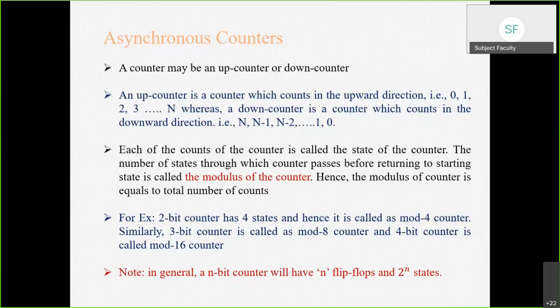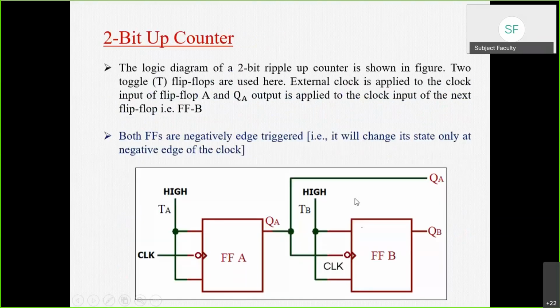Okay, so I hope there is no query. We shall proceed. So now we will discuss the very simple type of up counter, that is the 2-bit up counter. From the name itself, you can tell so many things. So first thing you can tell from the 2-bit up counter: how many total number of states will be there?